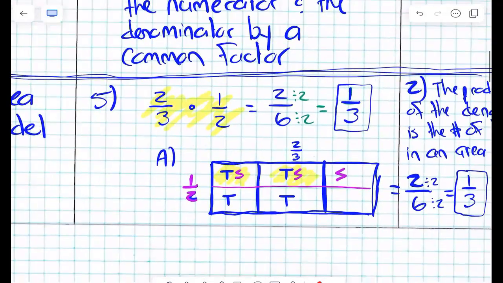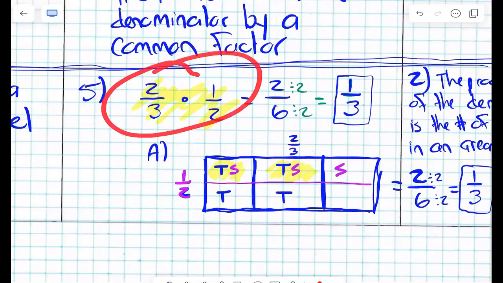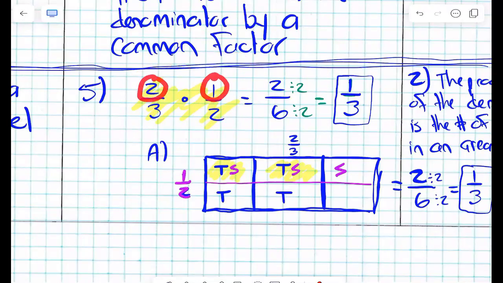Let's move to number 5. All right, so here's our problem. 2/3 times 1/2, yes? When we multiply fractions, we multiply the numerator by the numerator. And we multiply the denominator by the denominator.